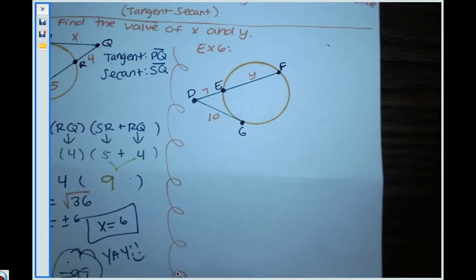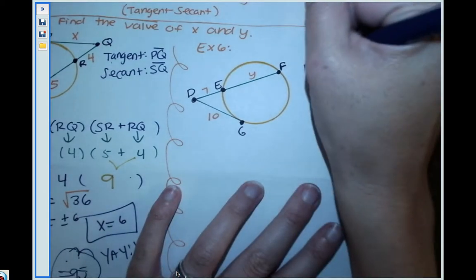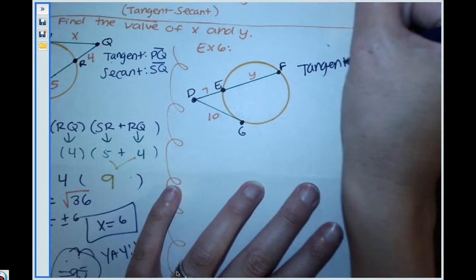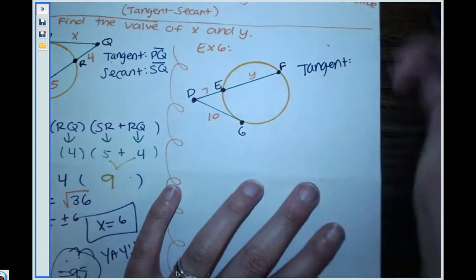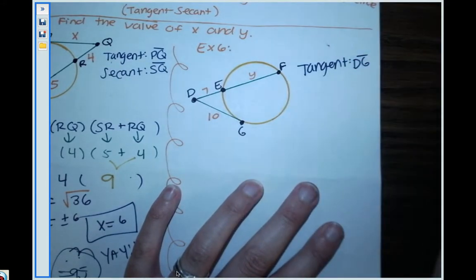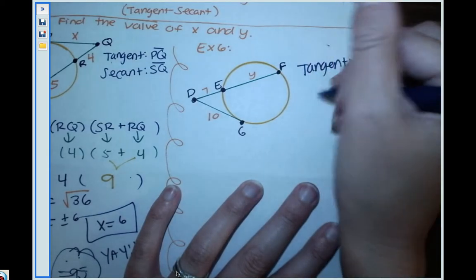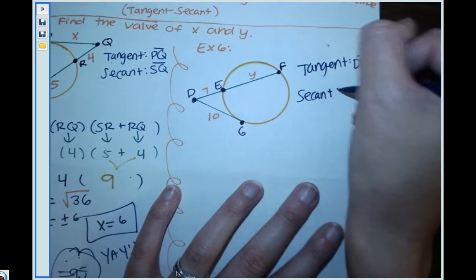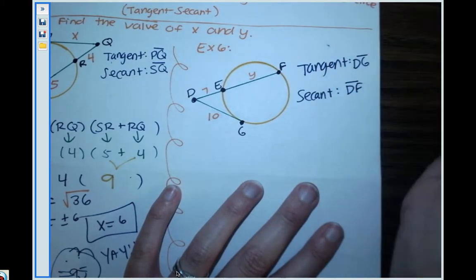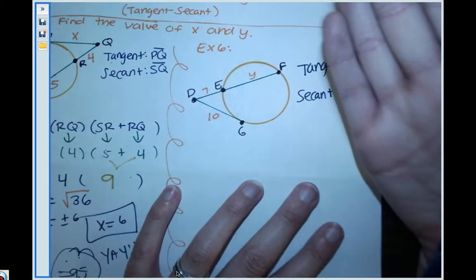So I'm going to start with my tangent piece. Actually, hold on. Before we do that, let me label my tangent and my secant lines. My tangent segment is DG. And which segment is my secant? It is DF. So my secant is DF. Okay, now let's get the show on the road.